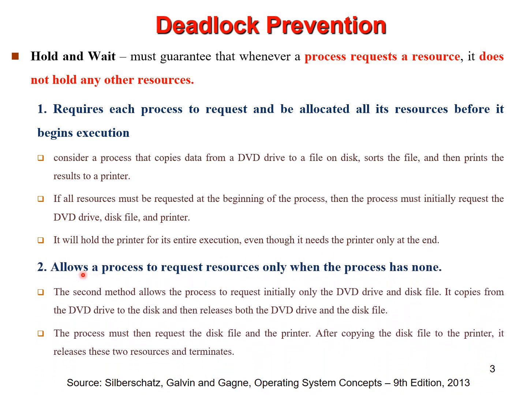In the second protocol, where we are allowing a process to request resources only when the process has none, this allows the process to request initially only the DVD drive and the disk file. So it's copying from the DVD drive to the disk file and then releases both the DVD drive and the disk file. The process must then request the disk file and the printer. After copying the disk file to the printer, it releases the resources and it terminates. This is how the protocols will work.